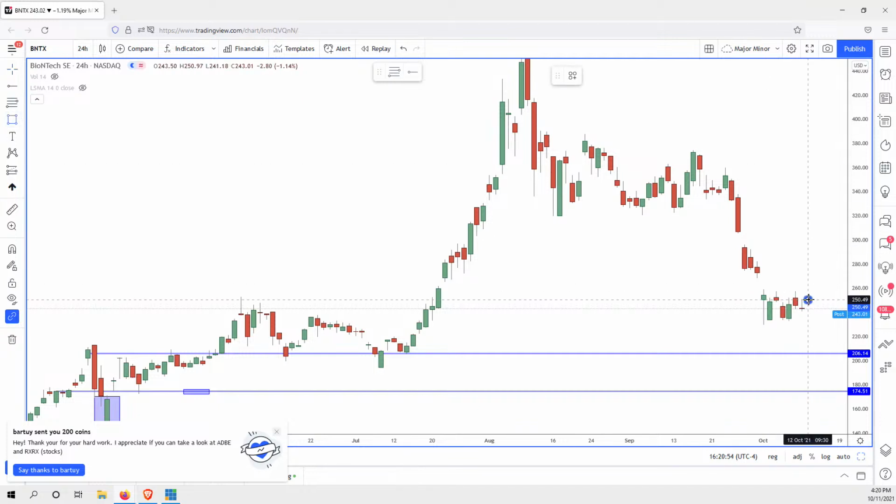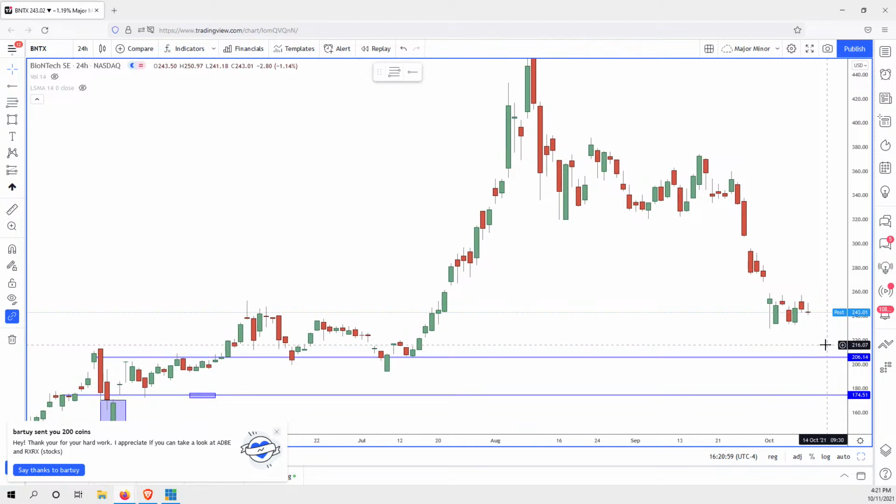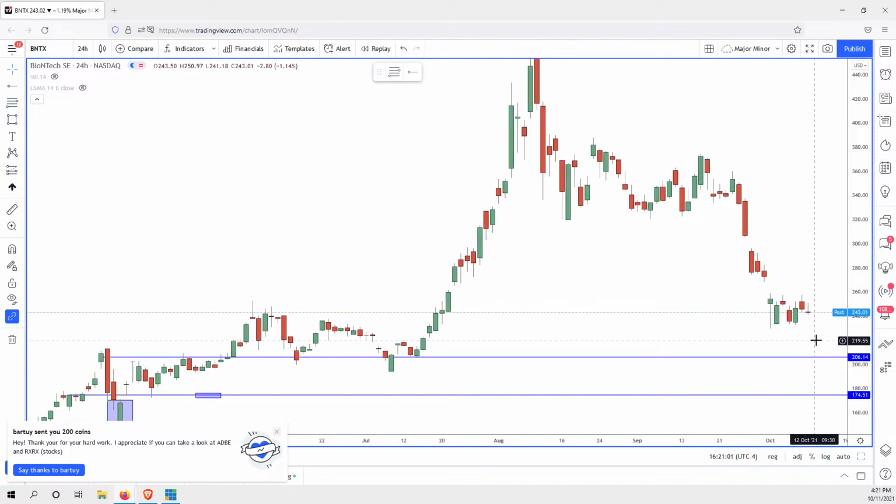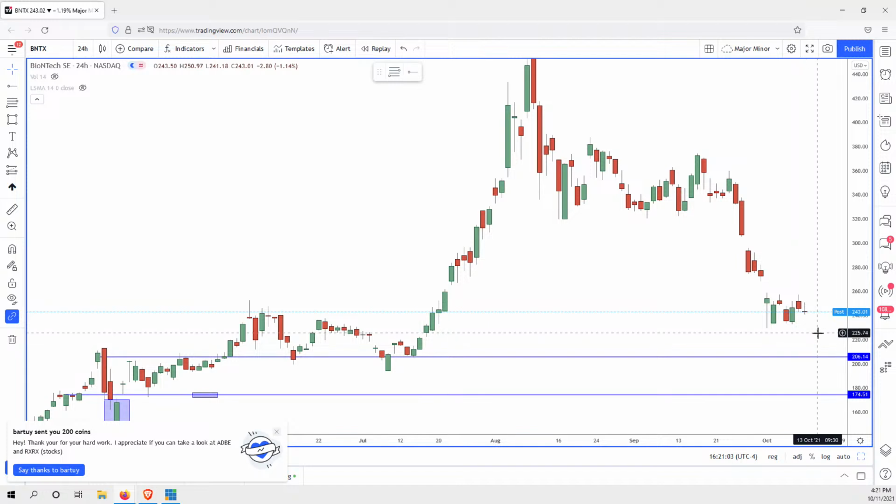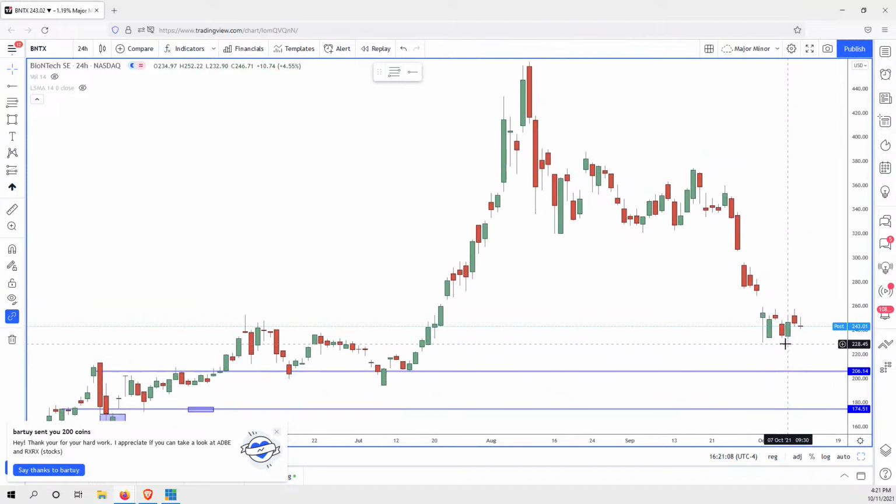This is not what you want to see, a lower high. Theoretically, this should make a lower low. So I would stay away from this thing for now. There's no reason to get involved in a long. There's no stability here. There's no reversal structure here. Yeah, I would just stay away from it.